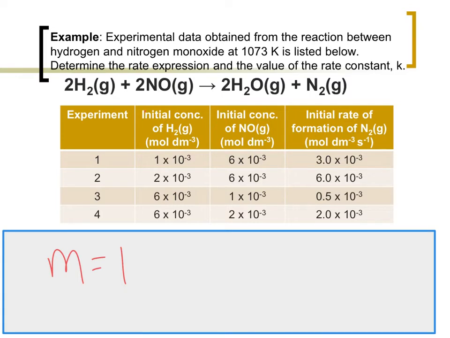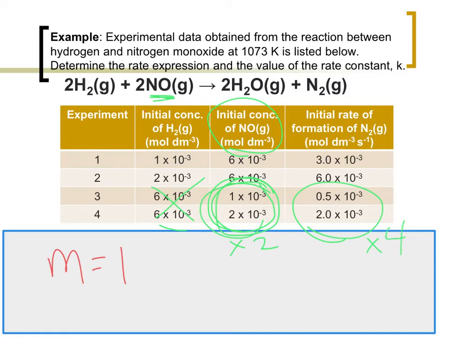Now let's try to predict based on the nitrogen monoxide concentration, this one. So here I want to make sure that the nitrogen monoxide concentration is changing, but not changing the hydrogen concentration. So that would be experiments 3 and 4 to compare, to see how nitrogen monoxide concentration affects the rate, not the hydrogen. So here we see that the concentration also doubles, but the rate actually doesn't double, it quadruples.